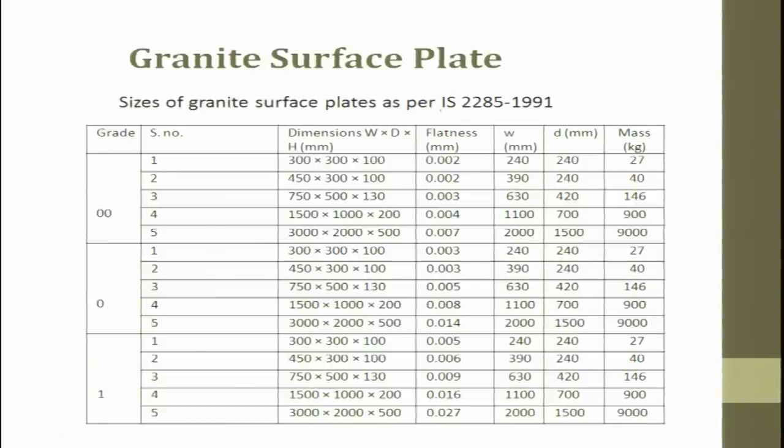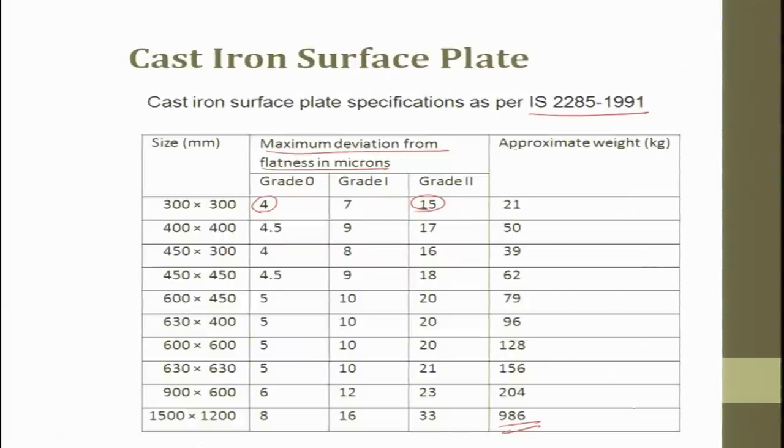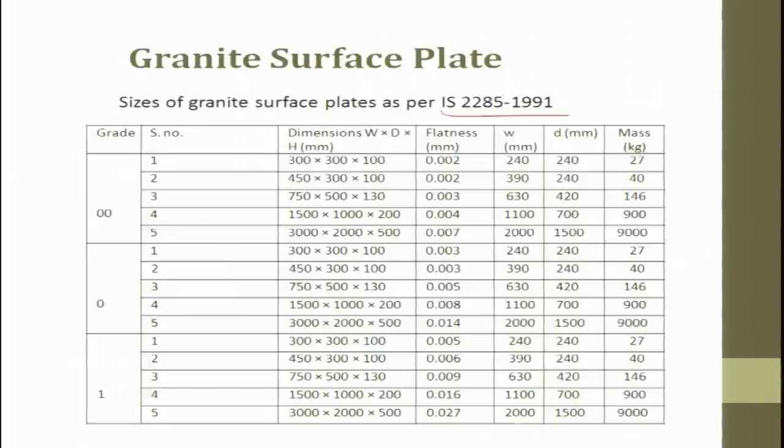According to this standard, you can see the grades 00, 0, 1, and these are all in millimeters, so you can convert into microns, and these are the weights. For example, this one is 1500 by 1200, which weighs around 1000 kilos, while here it is 900 kilos. So, it is slightly less, approximately.